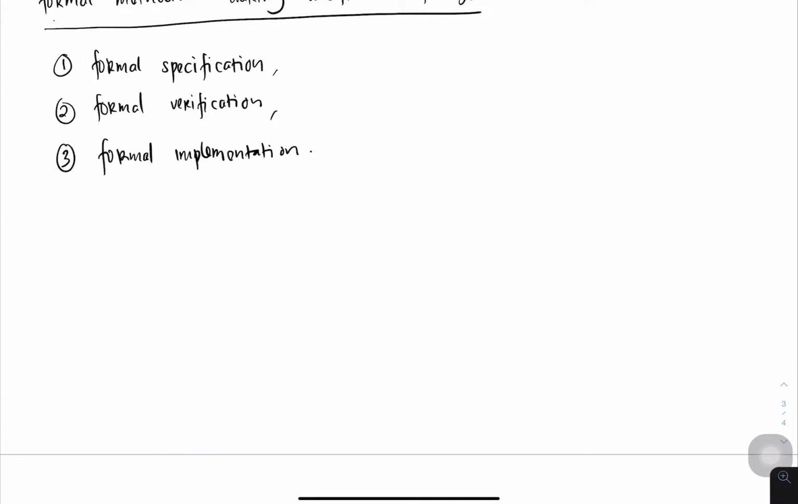Roughly speaking, formal method or formal design can be seen as a three-step process. Here we write down, one is the formal specification, then the formal verification, and the last one is the formal implementation. During the formal specification phase, the engineer rigorously defines a system using a modeling language.